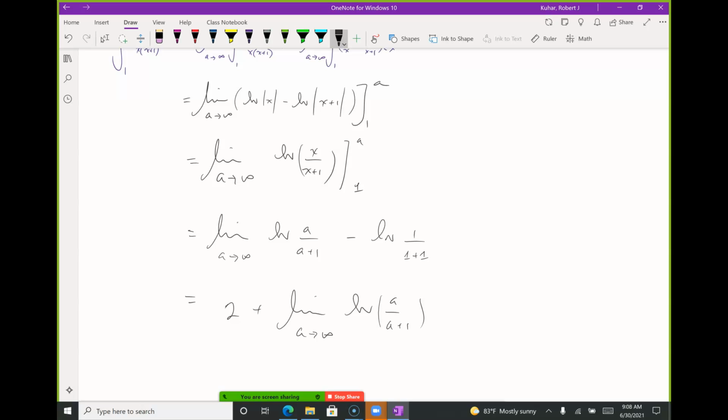Wait, could you explain that one more time? Yes. You agree I get a minus ln of 1/2 here, right? Yes. But the negative means reciprocal. So I get the ln of 1/2 to the minus 1. So that's ln of 2.